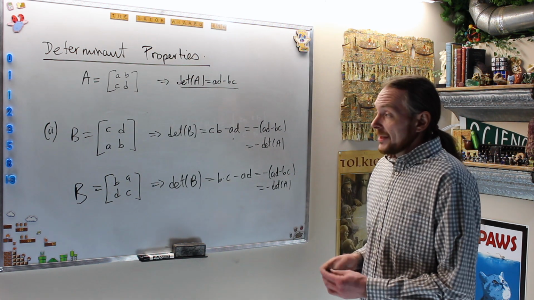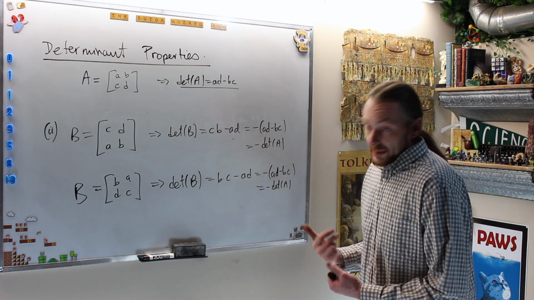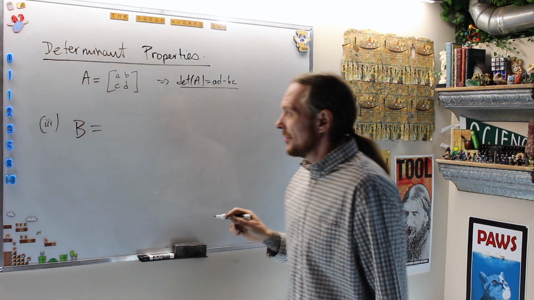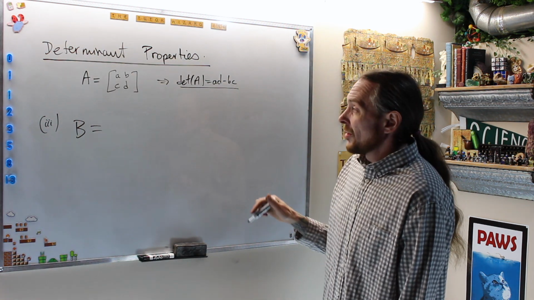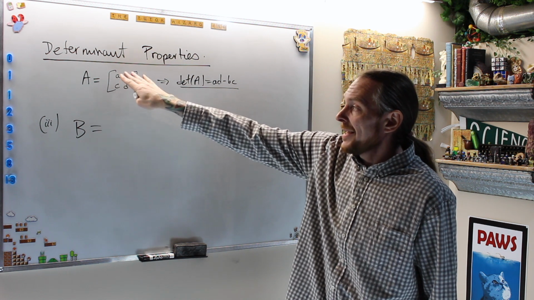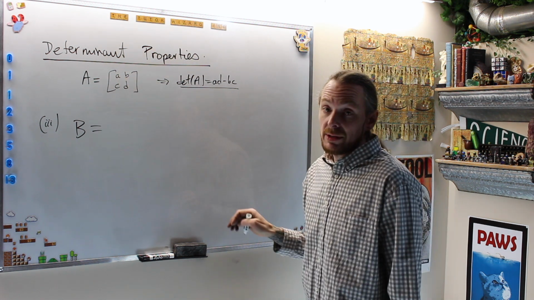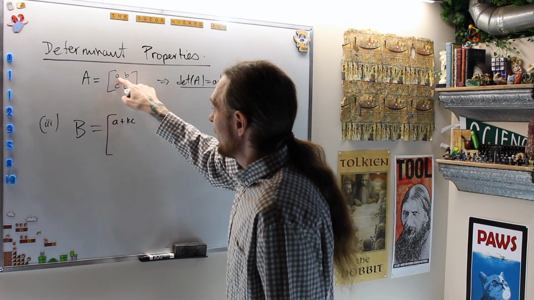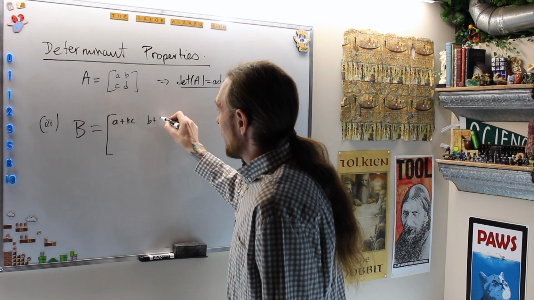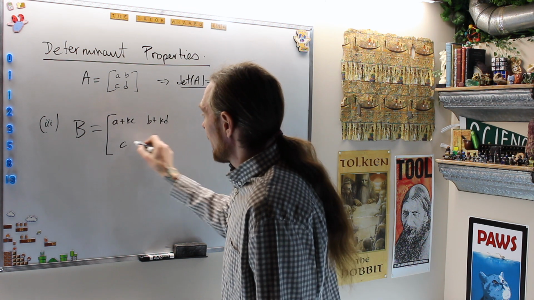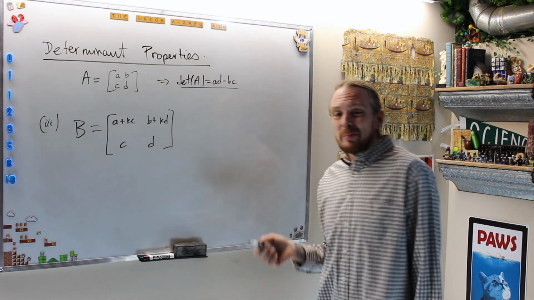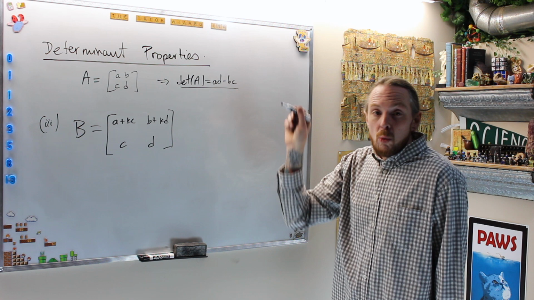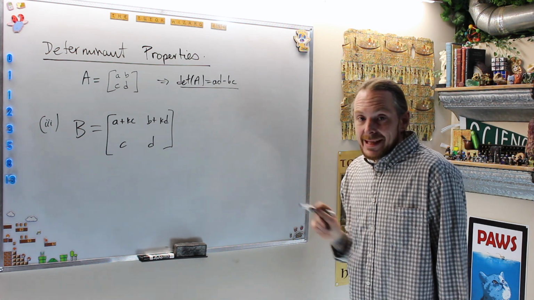And for the final property, this is the magical one to show you that it actually doesn't change the determinant at all. Let's do row 1. We're going to replace row 1 with row 1 plus K times row 2. What does that look like? I'm going to get A plus KC, and then B plus KD, and then I'm going to have C, D. This is B, which has been obtained from A by replacing row 1 of A by row 1 plus K times row 2.